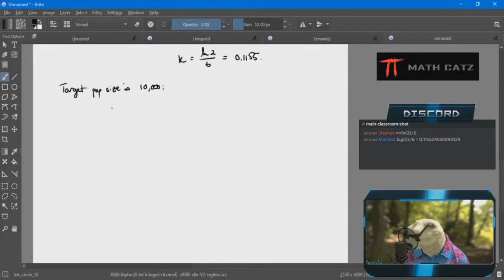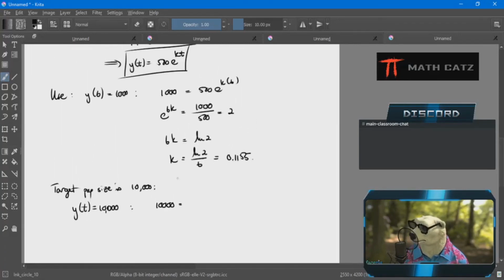Let's just peek at what K is at the same time. So that means Y of some T value is 10,000. So 10,000 for Y equals, what's my function? Over there, 500 e to the kt, and I know what K is whenever I need it. So e to the kt is 10,000 over 500, which you can simplify if you want to. Some zeros cancel out. I get 20.